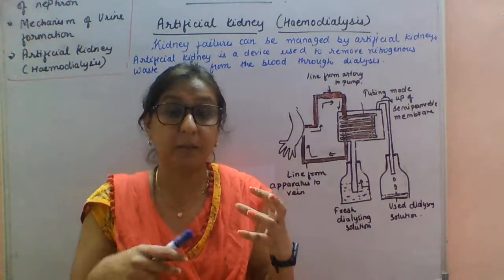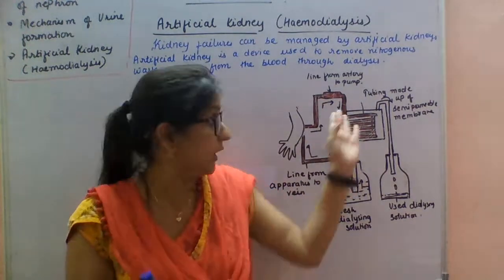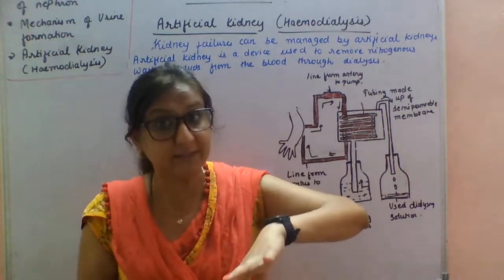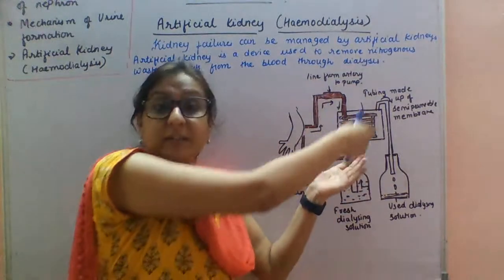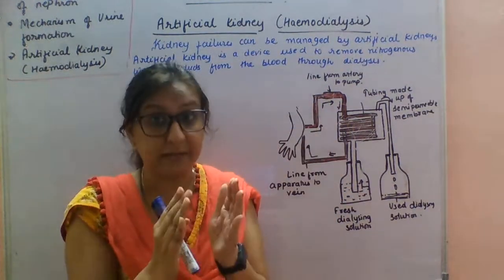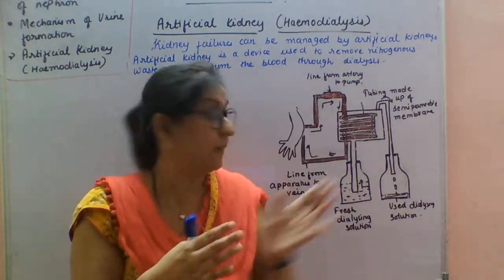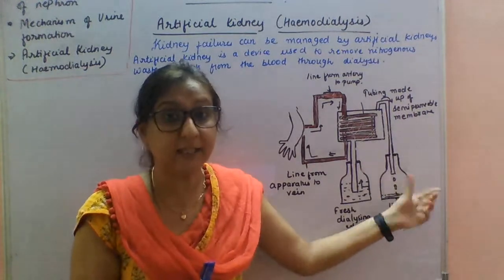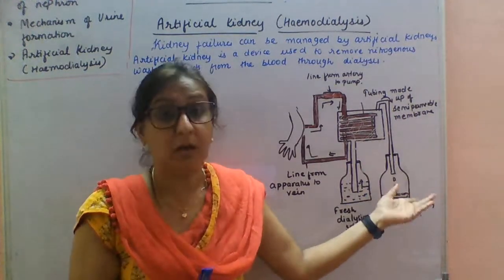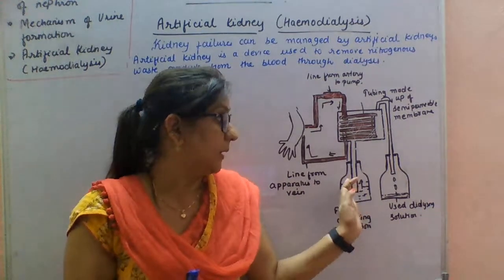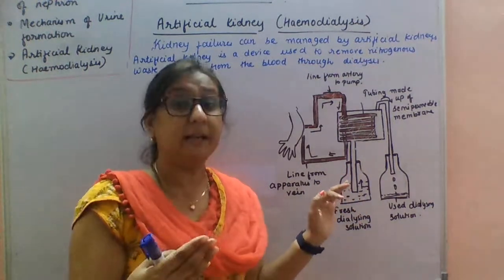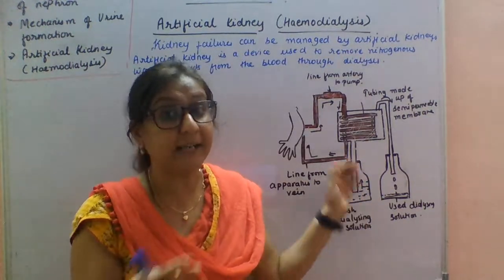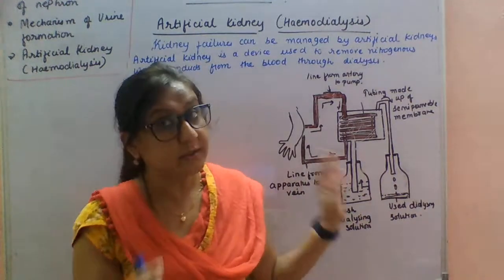Automatically the nitrogenous waste of the blood gets out of the blood into the dialyzing fluid by the process of diffusion, from high concentration to low concentration. By the process of diffusion, whatever nitrogenous waste is present in the blood gets diffused out from the blood to the dialyzing fluid. Now that waste dialyzing fluid we are collecting in another container, and at frequent intervals we have to keep providing this chamber with a fresh dialyzing solution.